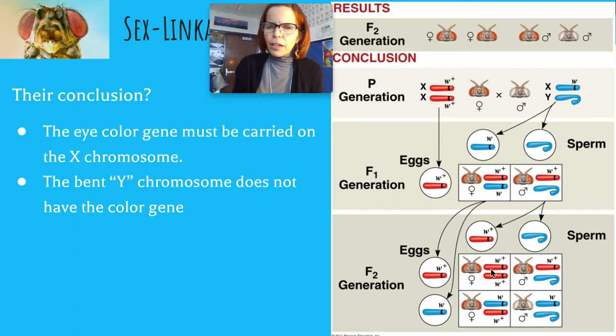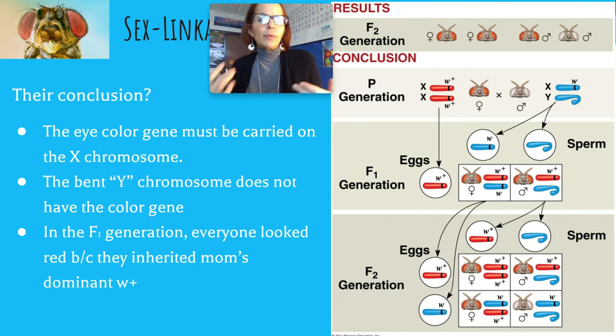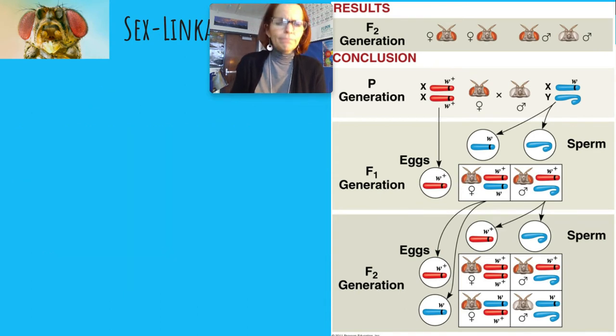So Thomas Hunt Morgan figured out, well, these must be carried on the X chromosome, and there must be no gene for eye color on the Y chromosome. And that's why we're getting these interesting proportions. So it says in the F1 generation, everyone looked red because they inherited mom's dominant W plus. So that's why they all looked red.